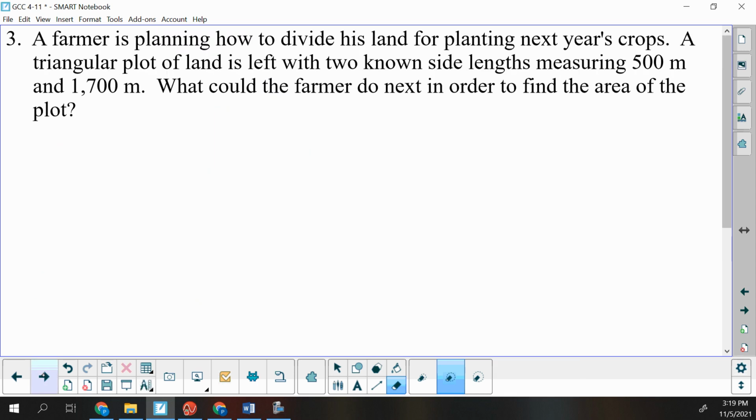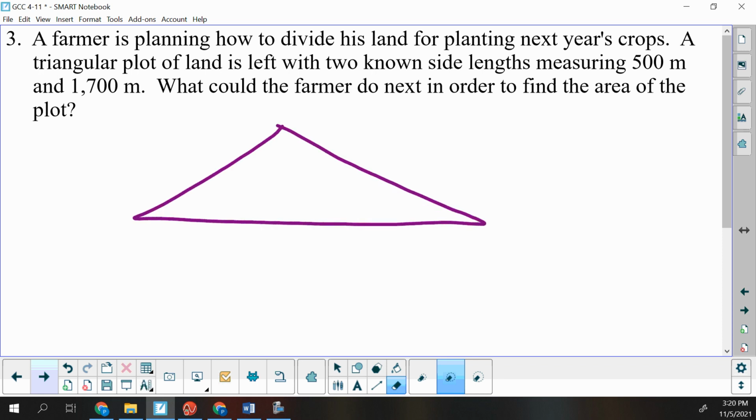So if we move down to the bottom, we've got a farmer. He's planning how to divide his land for planting next year's crops. And a triangular plot of land is left with two known side lengths measuring 500 and 1700. So let's just draw some random triangle. And they tell us that two of the sides are 500 and 1700. And that's not to scale, obviously. And those are meters for each of those.